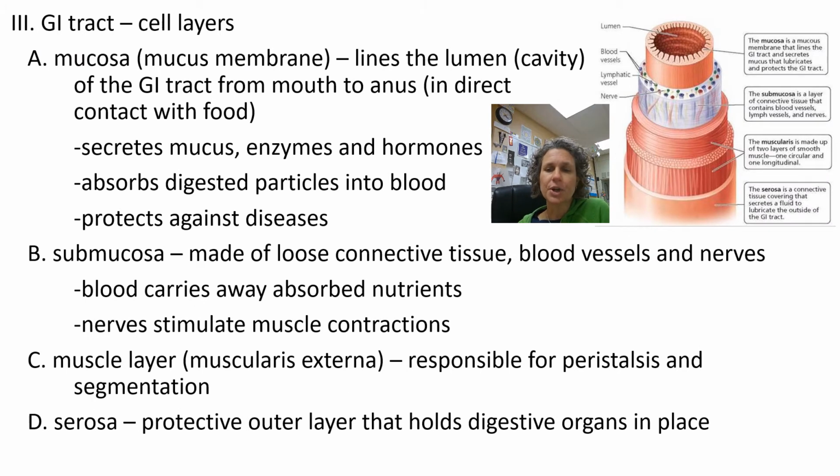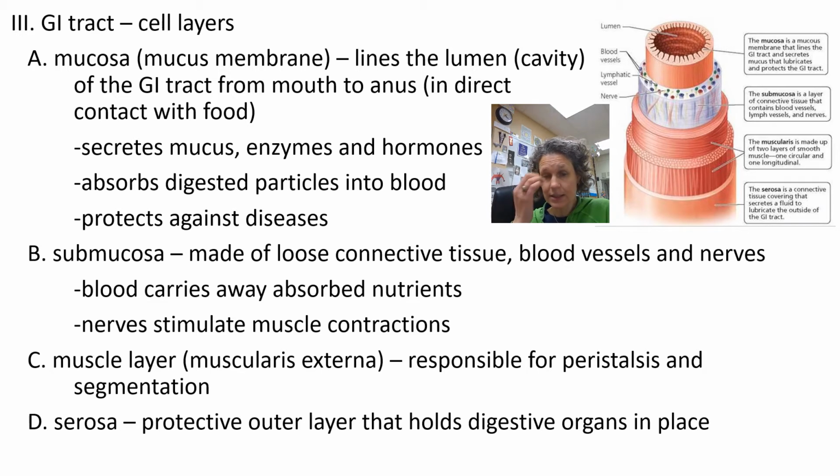Okay, so we're starting out with the cell layers, and should look kind of similar to what we talked about when we talked about the blood vessels. And they similarly have different layers that have different characteristics and help, basically kind of move stuff along. So first off, you have the mucosa. It's the innermost layer. It is the mucous membrane.